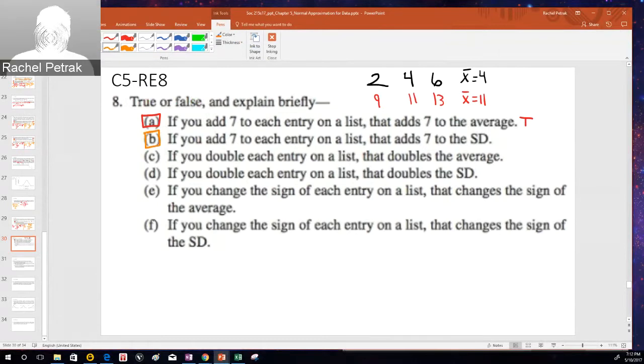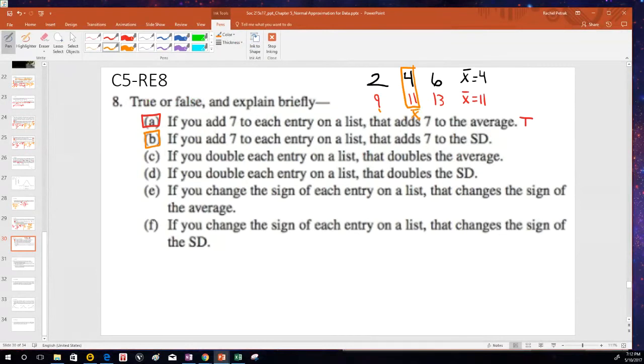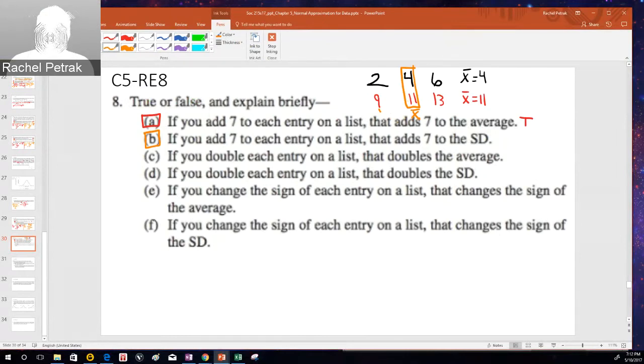If you add 7 to each entry on a list, that adds 7 to the standard deviation. Well, this is going to be false because, as you can see, when we add 7 to each entry on the list, the amount of each deviation stays the same. If this is our mean here, and we want to find the standard deviation, which depends on the deviation from the mean, the deviation from the mean for the scores below is 2, and for the scores above it's 2, and that's true regardless of whether you've added 7 or not.